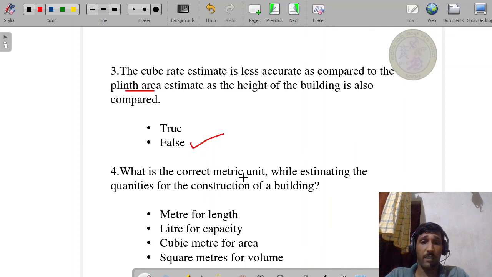Next, what is the correct metric unit while estimating the quantities for the construction of a building? Meter for length, liter for capacity, cubic meter for area, square meter for volume. Which is the correct answer? The correct answer is meter for length.